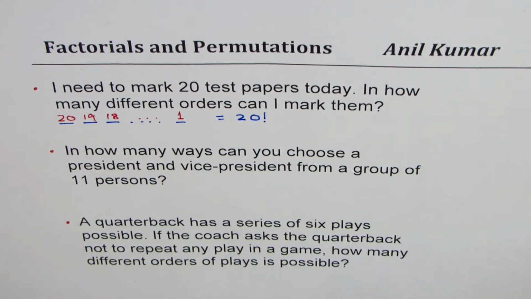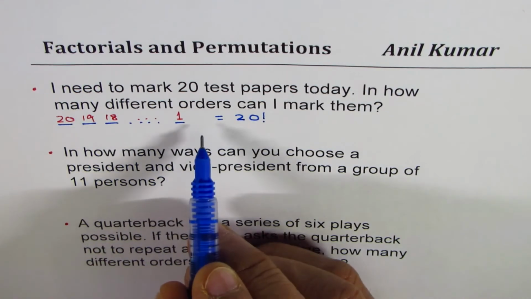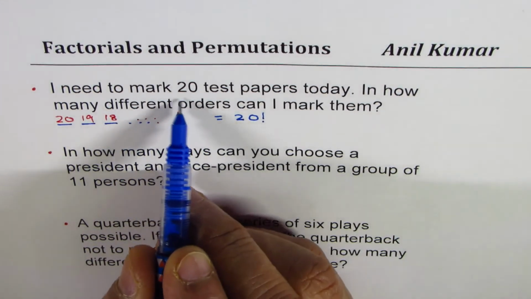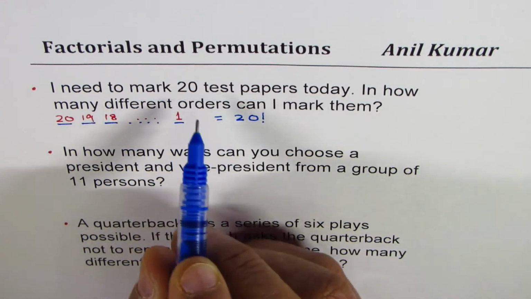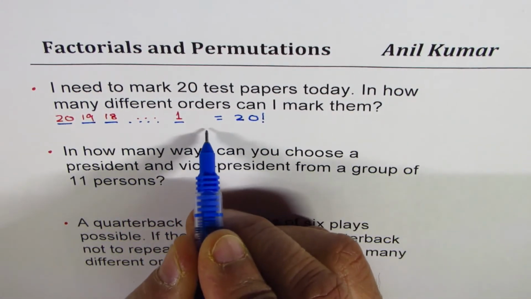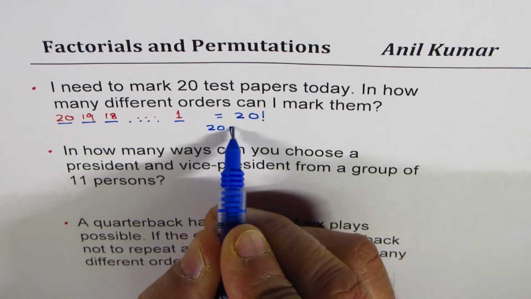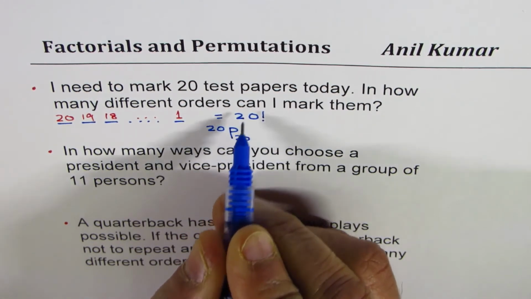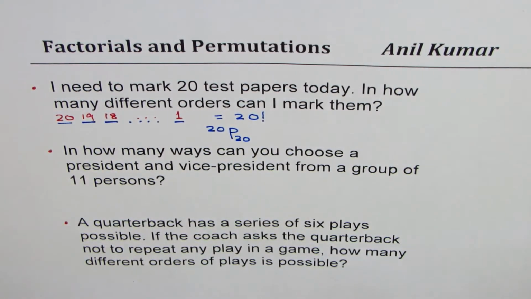And the other way you could answer this question is using permutations. As you know, permutation is an arrangement of n distinct items in definite order, right? So this is a definite order. And there are 20 items. These are all distinct, 20 different test papers. And therefore, the other solution could be 20 P20, correct? Both will give you the same result. Now, let's look into the next one.